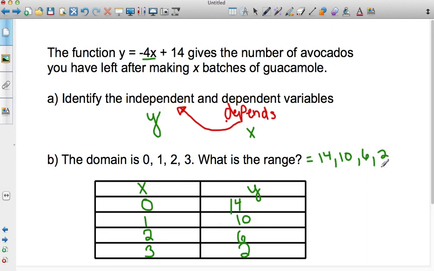Now, the question always is, what if I wrote 2, 6, 10, 14? Well, general rule of thumb is if they write it 0, 1, 2, 3, keep the answers in the same order that they are telling you the domain is. All right, with that said, we'll try some practice problems.